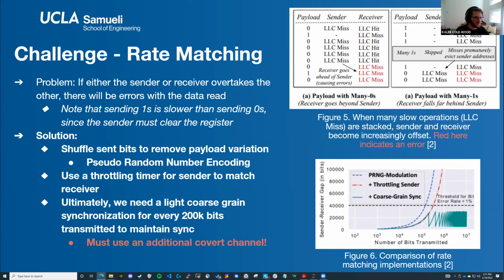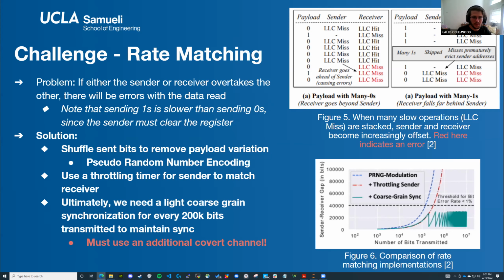And so they need to communicate on an additional covert channel in order to synchronize the sender and receiver every 200,000 bits. And basically how this works is the receiver, upon getting to around 195,000 bits, will send a green light for the sender to continue transmitting.